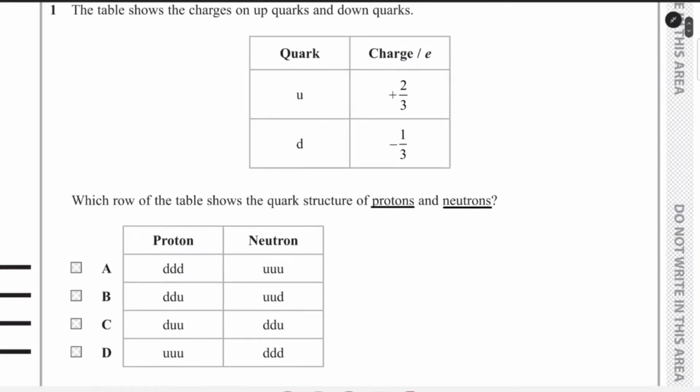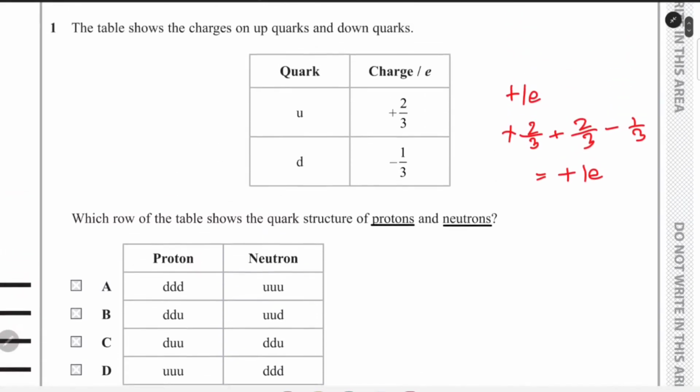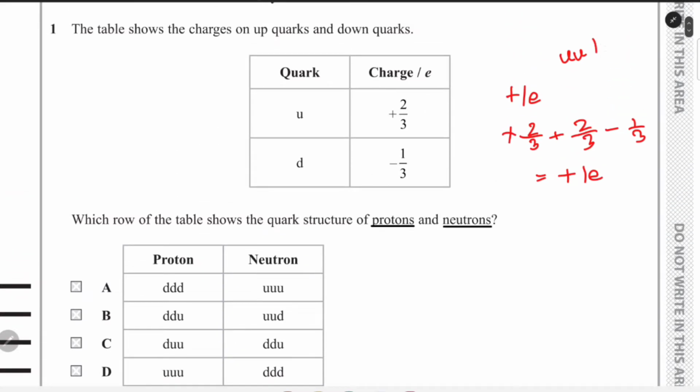Now for protons, we know that their charge is plus 1e, and protons are made from 3 quarks. So if I have two up quarks, so I have plus 2 by 3 plus 2 by 3, this will be 4 by 3. Then I can add a down quark to it, minus 1 by 3. Here I'll get a charge of plus 1e. So a proton will have two up quarks and one down quark.